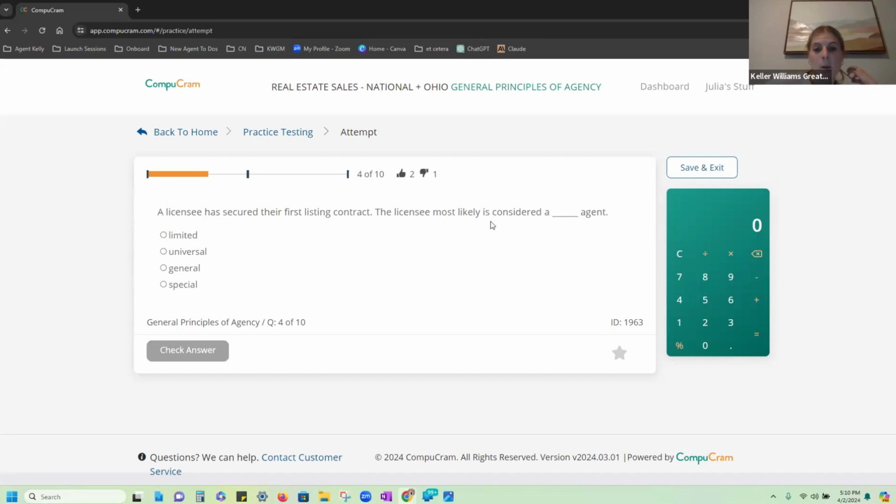All right. A licensee has secured their first listing contract. The licensee most likely is considered a blank agent. A, a limited agent, B, a universal agent, C, a general agent, or D, a special agent.